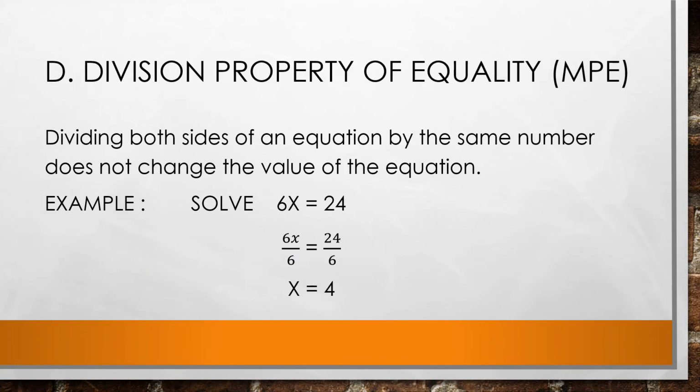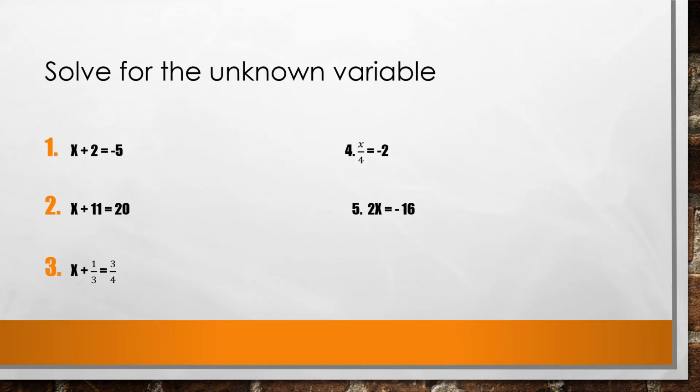Okay, so let's have now the division property of equality. So still under the MPE, dividing both sides of the equation by the same number does not change the value of the equation. So for example, 6x is equals to 24. So divide both sides by 6. So 24 divided by 6 is equals to 4. Right?